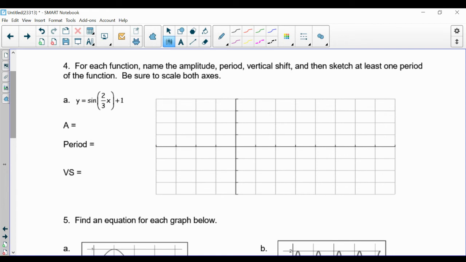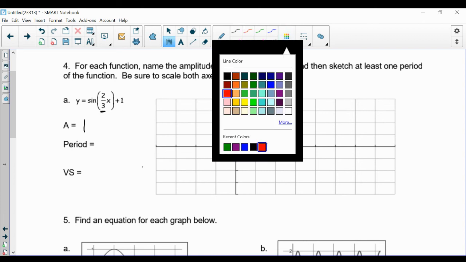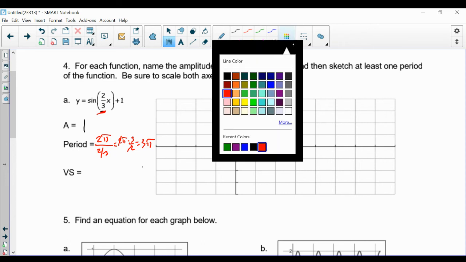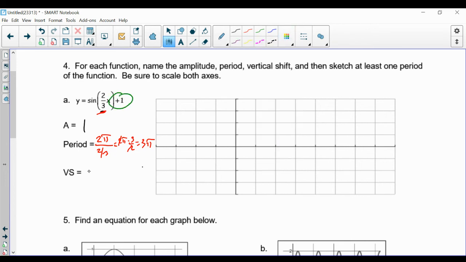All right, so our amplitude here, if you look in front of sine, there's nothing in front of it, which means it's really a 1 in front of it, so there you go. Our period comes from that number, but we actually have to do 2 pi over that number. And then we do the keep, change, flip, and the 2's cancel, so you end up getting 3 pi. And then our vertical shift is this plus 1, so you could say up 1, plus 1. I don't care how you say it.